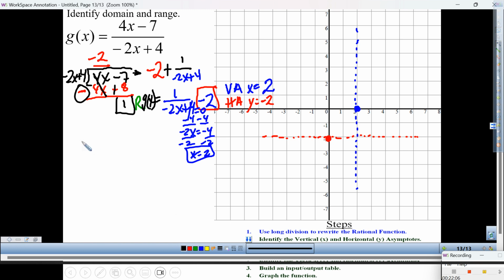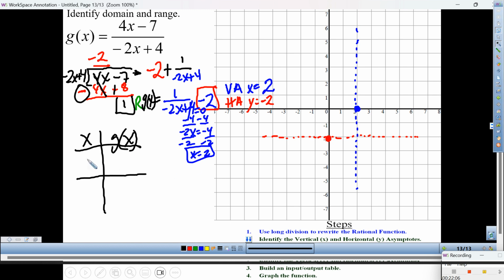Next, we need a table. X, G of X, and we're going to need 2 values. Turn to your neighbor, let them know what X values we're going to use for our table. All right, looks like Laura's got it. Very good, Laura. Well, let's go with Mito. What values? 1 and 3. That is correct.